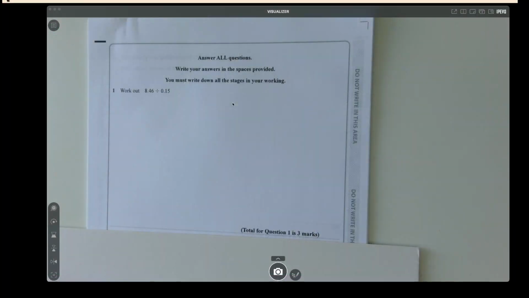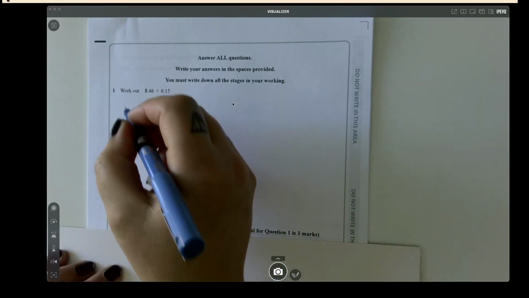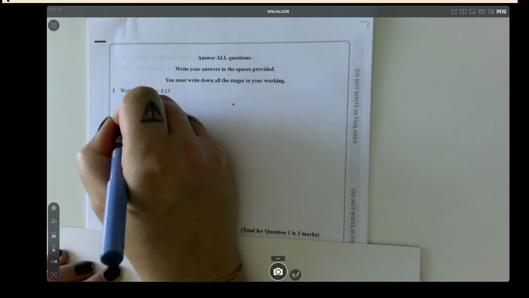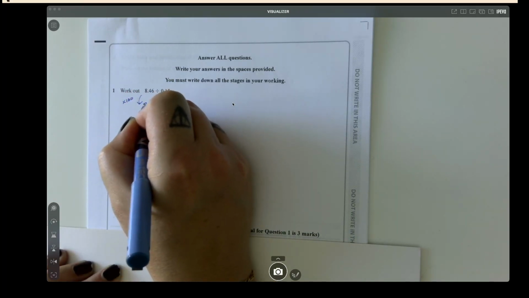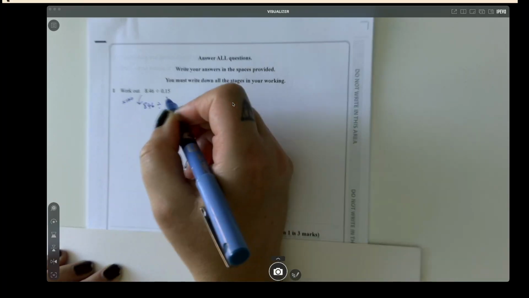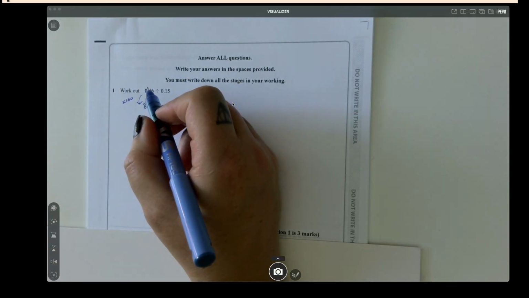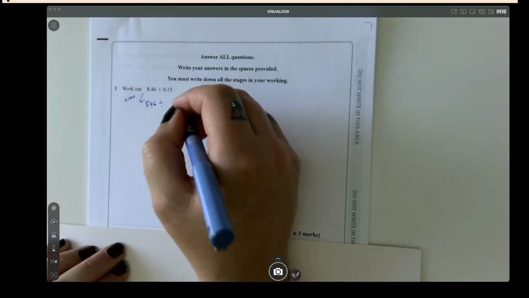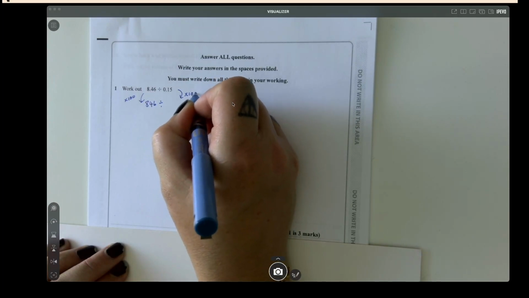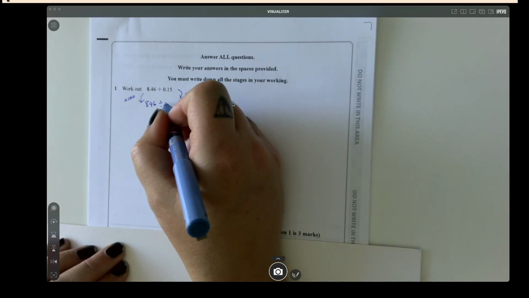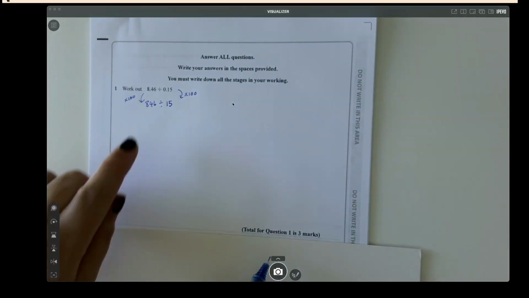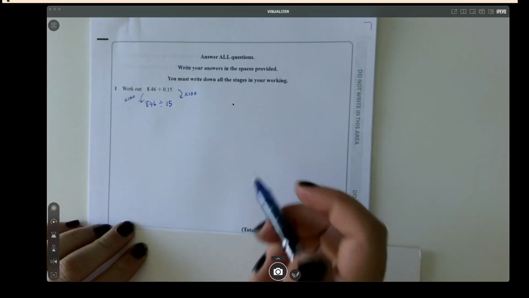Question 1. Work out 8.46 divided by 0.15. So first thing I'm going to do, I'm going to multiply 8.46 by 100 to make it 846. And because I've multiplied the left hand side by 100 and I'm dividing, I'm going to do the same to the right hand side, even though sometimes I might not need to. And then I'm doing 846 divided by 15.